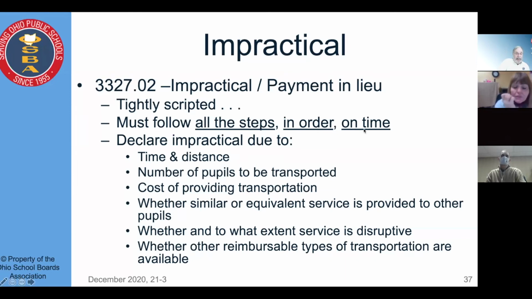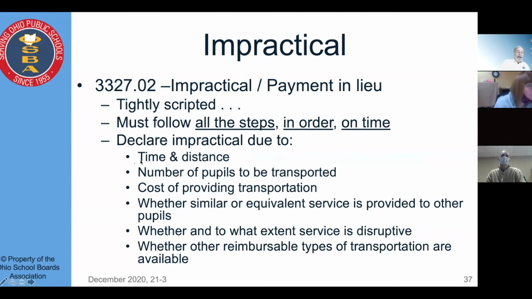You have to follow all the steps in order and on time. That said, it's very doable. And if it's appropriate for your district, I would tell you to pursue it. We'll help you, we'll coach you, we'll get you through it, but it's something you should go through. Now in O2, there are 6 specific reasons that talk about when you can declare transportation impractical. So these are hard coded. They're in the revised code.